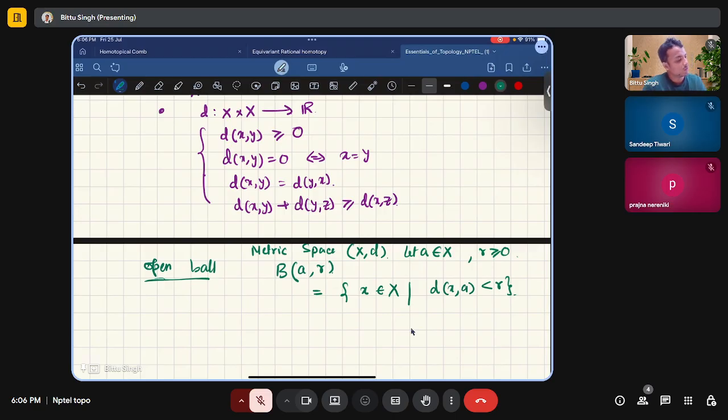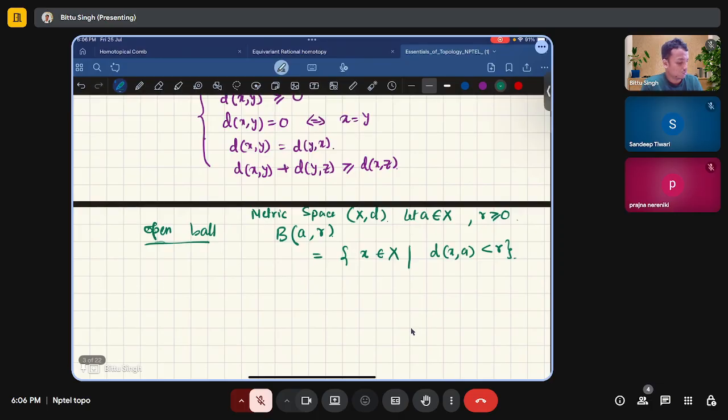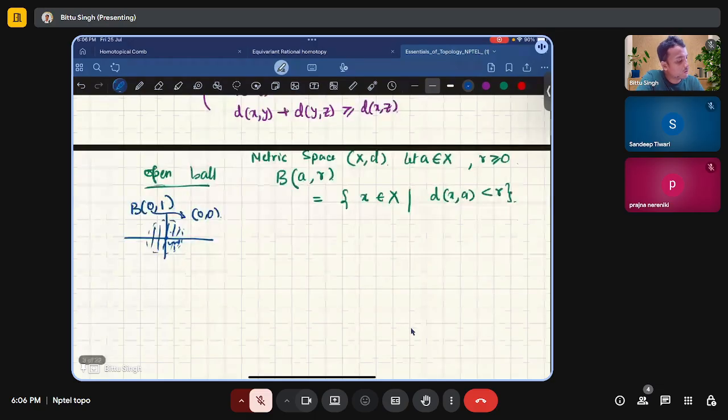For example, in R2 with the standard metric, the open ball around 0 of radius 1 will look like this. This distance is 1, and this point is 0 comma 0, the origin O. This is the open ball, everything inside this.